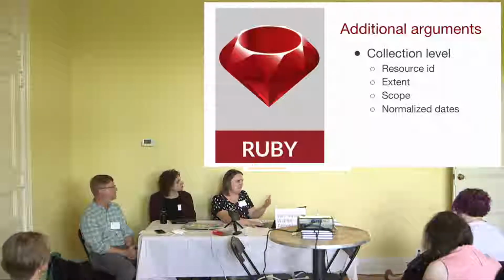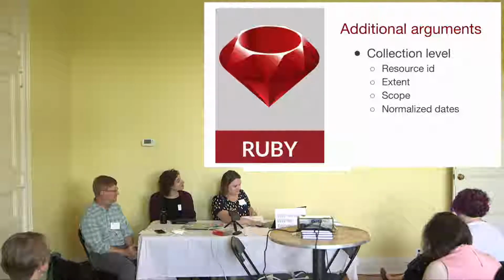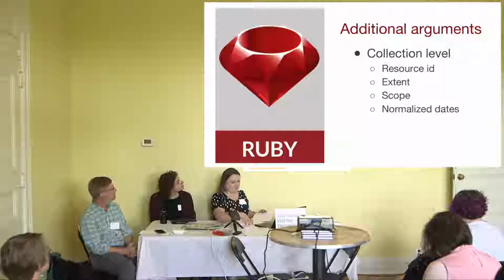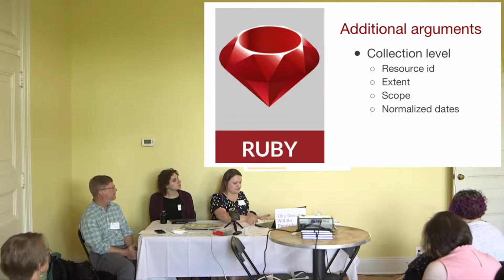So I'm not fighting. I was fighting with it, but that's not what I'm talking about there. I got lost in my notes there. Yes, so I was able to add arguments for including a resource ID, the extent, the scope and content nodes, and all of that metadata at the collection level, which I couldn't initially do.